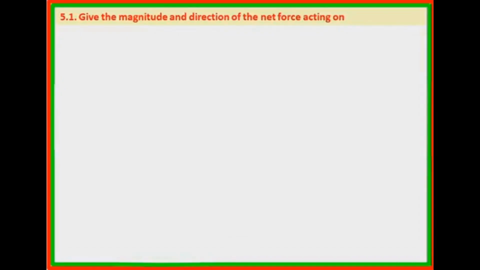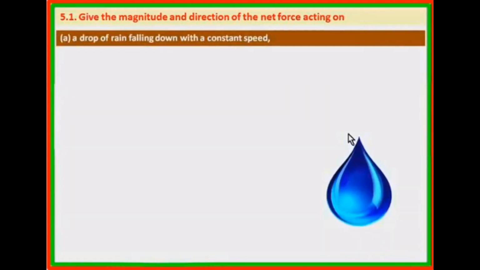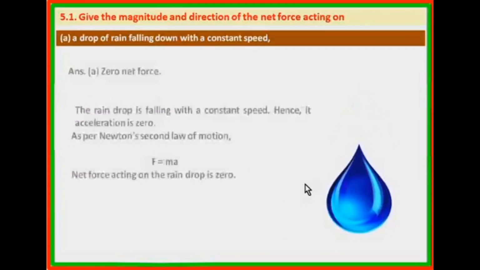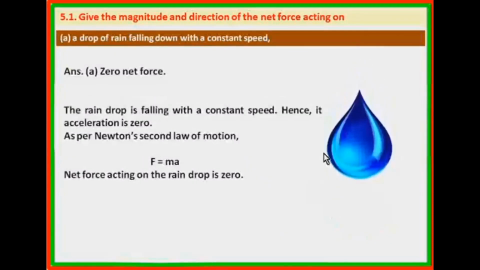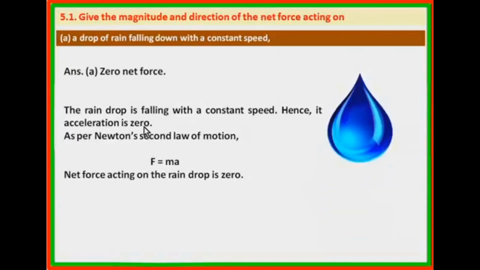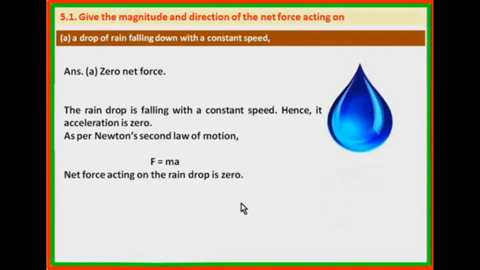Five point one. Give the magnitude and direction of the net force acting on the raindrop falling with the constant speed. The words constant speed represent that the acceleration is zero. So the net force is obviously zero according to Newton's second law of motion, that is F is equal to ma.